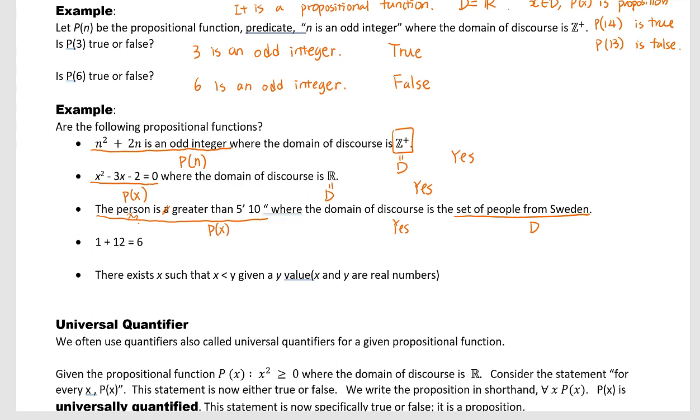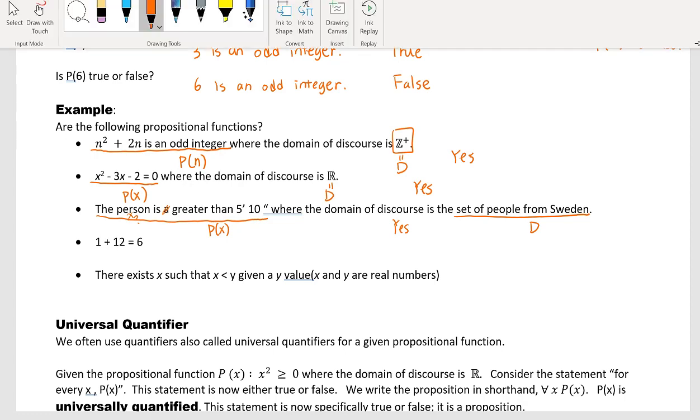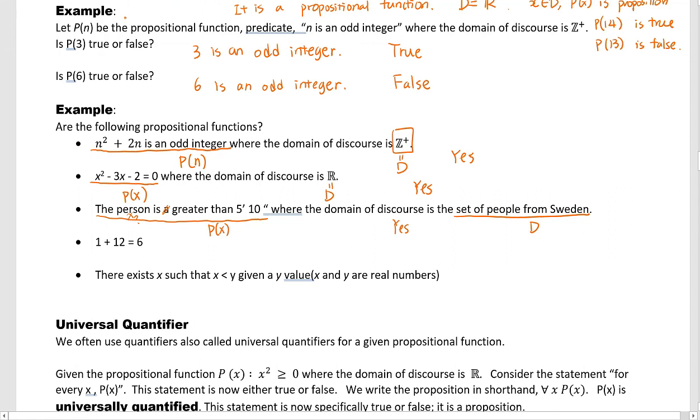Okay. However, if I change this sentence a little bit, oops, let me change the color here.